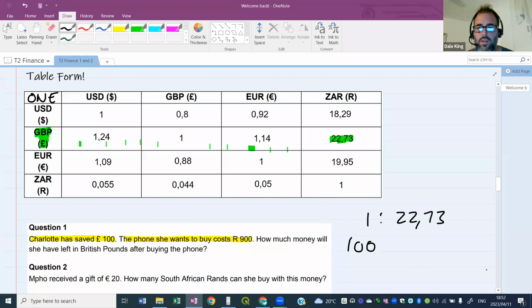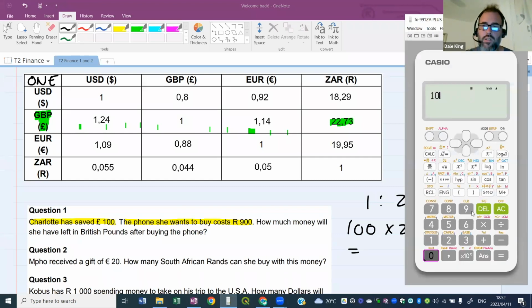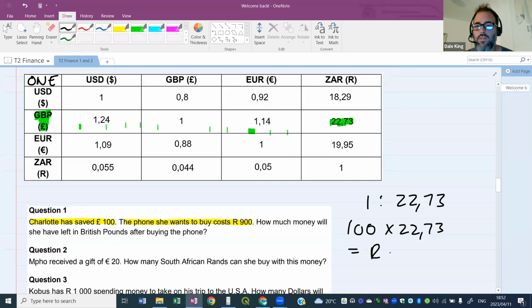Okay, so like someone mentioned earlier, you can just multiply. So we can say 100 times 22,73, and this will give us, we shouldn't need a calculator for that, but let's just show it to you guys anyway. 2273. So she's got more than enough money. The phone's 900 rand. Her 100 pounds gets her 2,273 rand. Then how much money will she have left over?